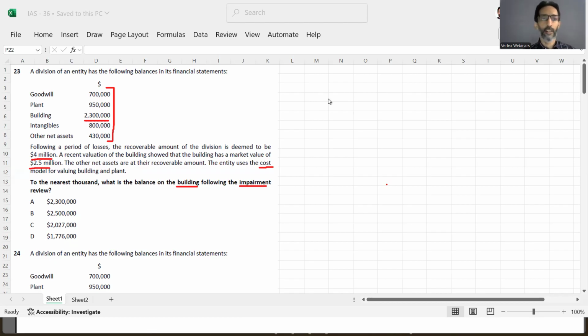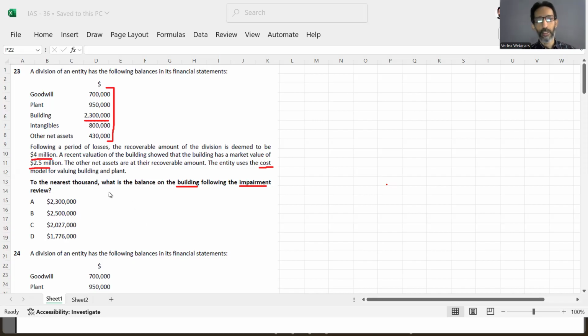Whenever we're dealing with impairment, we look for indicators of impairment. When it comes to the building, there is no indicator. Instead, there is an indication that the building has increased in value. However, we cannot incorporate that value because the entity is using the cost model for valuing building and plant. So there is no indication that the building has lost any value. We will calculate how much impairment has taken place, but we are not going to charge any impairment to the building.